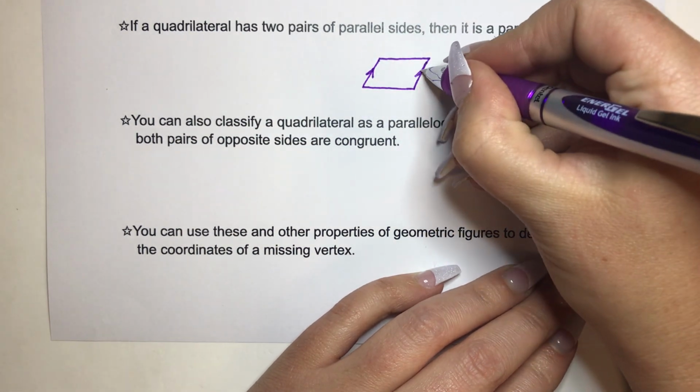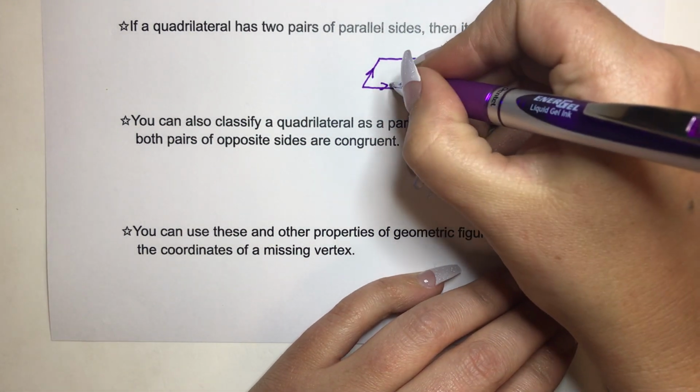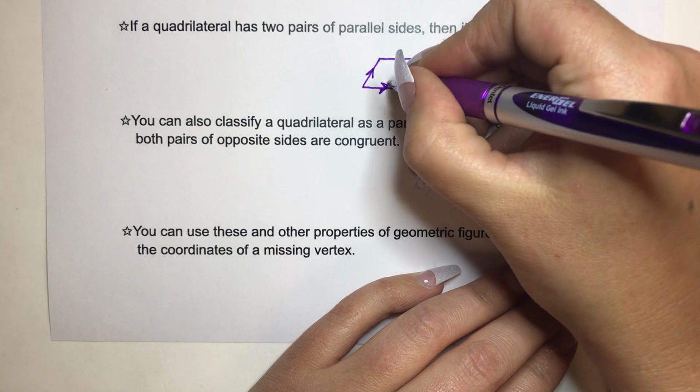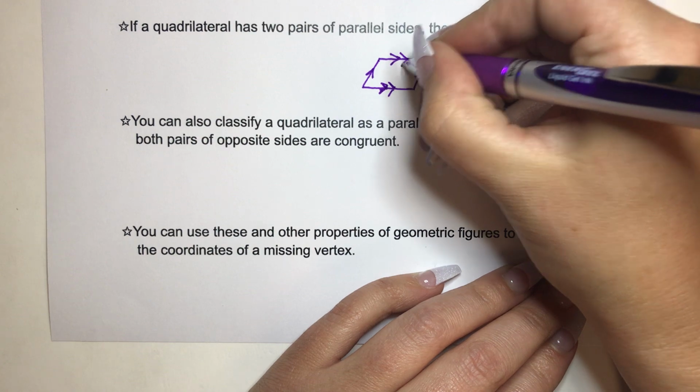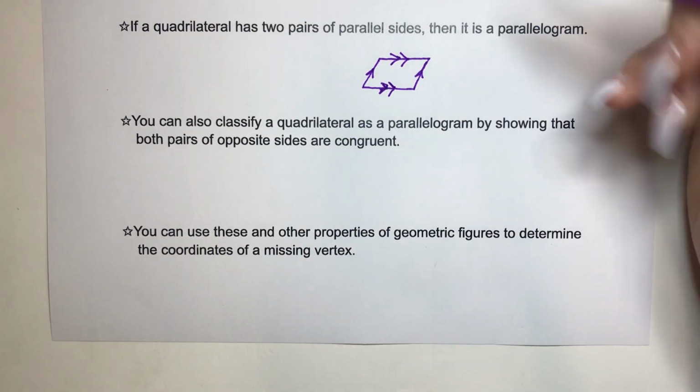So this side is parallel to that one, and this side here is parallel to this side. That would be a parallelogram.